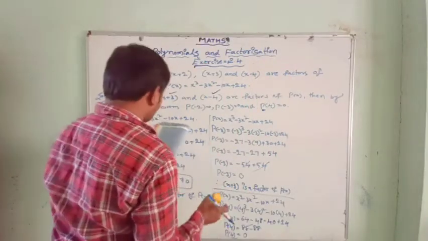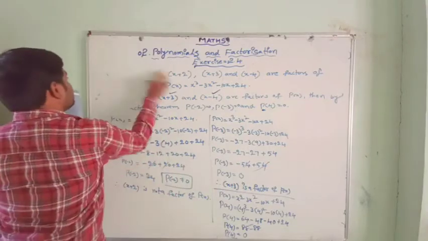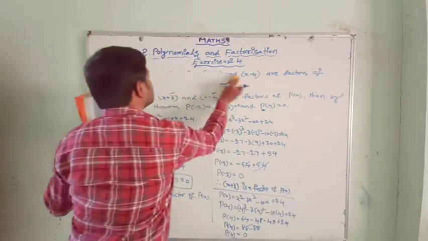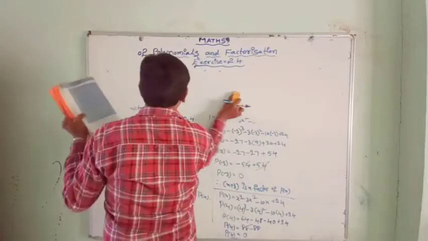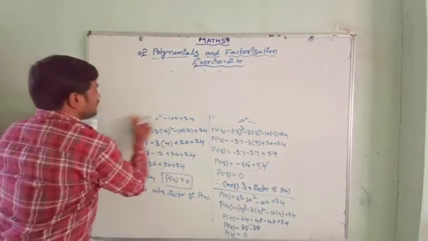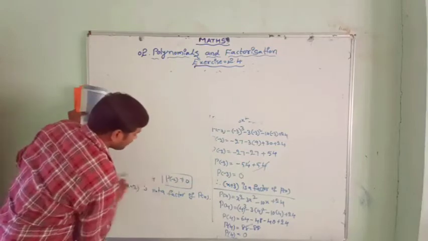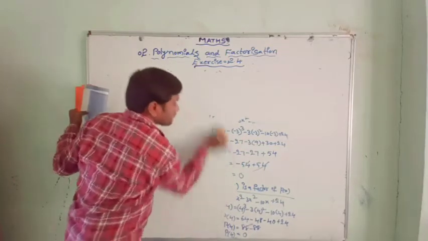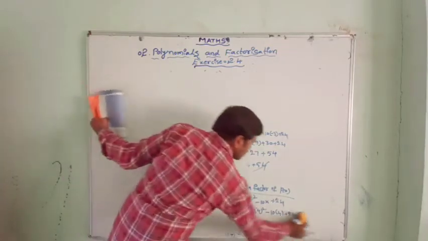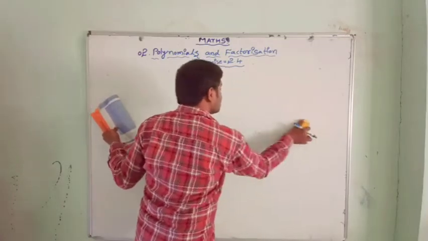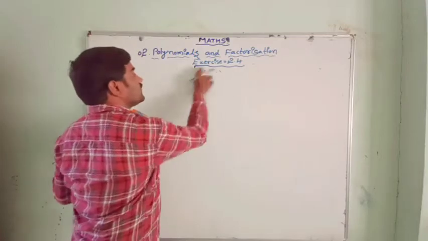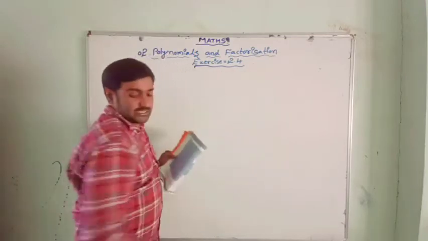Let me go for the fifth question. Let's go for the fifth question. Very simple questions. Only substitutions and simplifications you should know. If you know the simplification, then you can do this exercise in a simple way and score also. This polynomials and factorization chapter is very useful in your 10th class also. So practice properly.